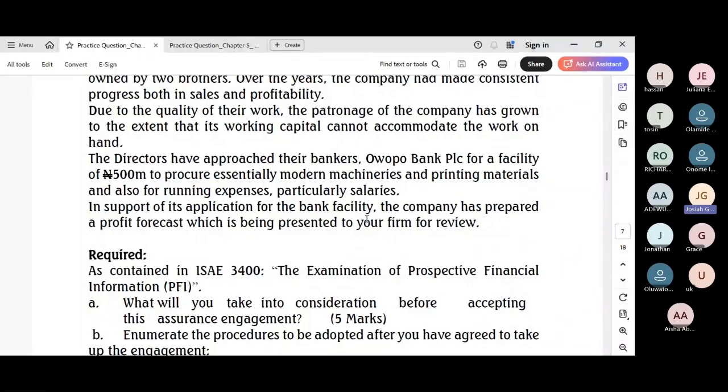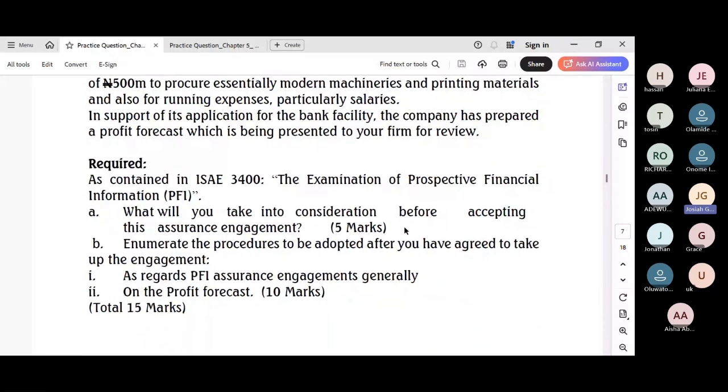In support of its application for the bank facility, the company has prepared a profit forecast which is being presented to your firm for review. Required: as contained in International Standard on Assurance Engagements 3400, the examination of prospective financial information, PFI. A. What will you take into consideration before accepting this assurance engagement? 5 marks. B. Enumerate the procedures to be adopted after you have agreed to take up the engagement.